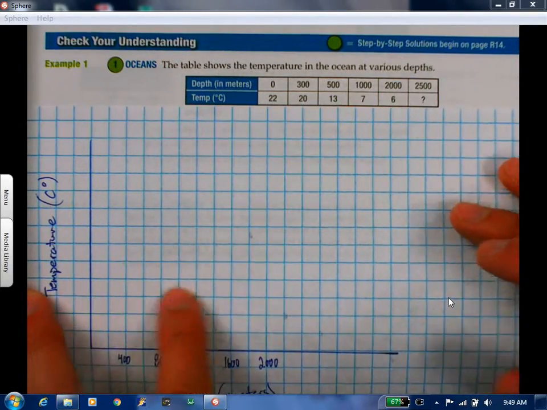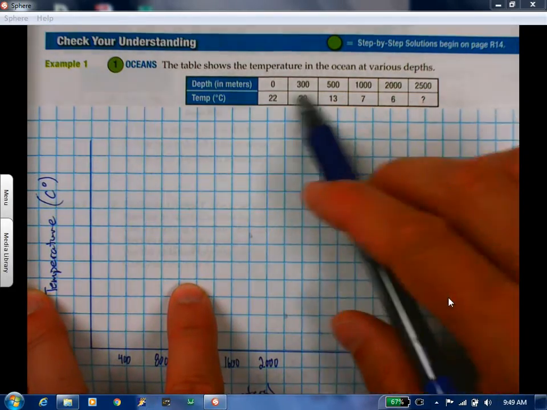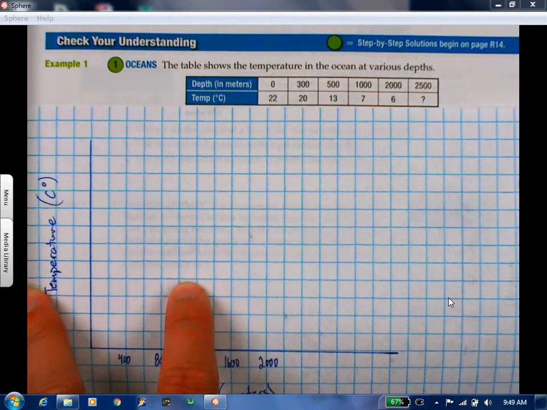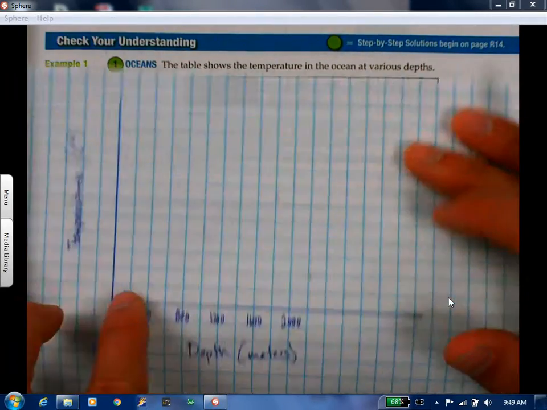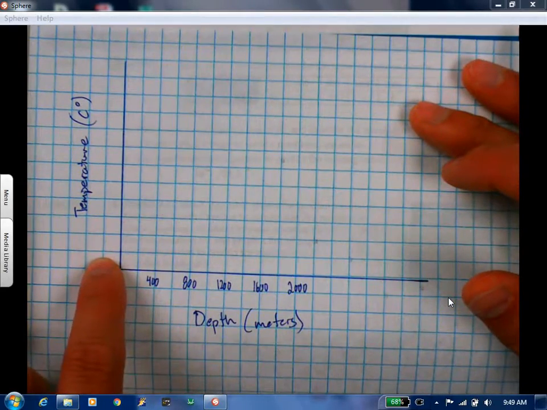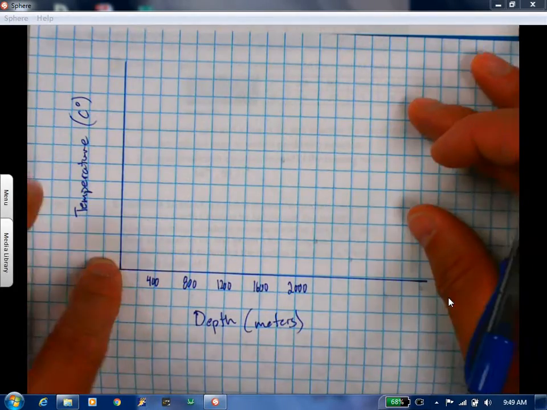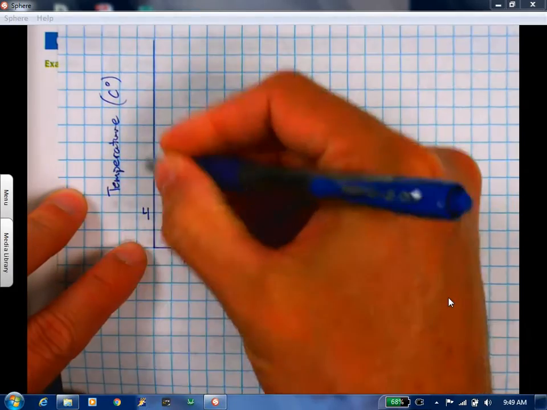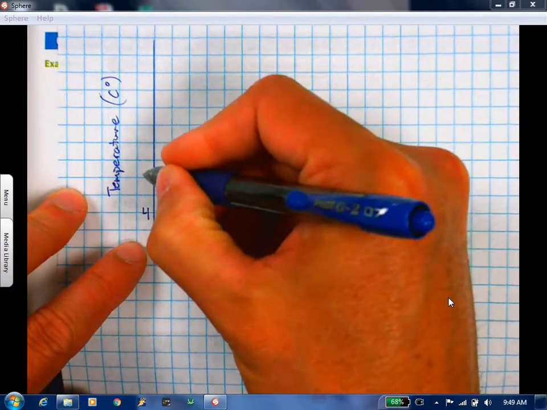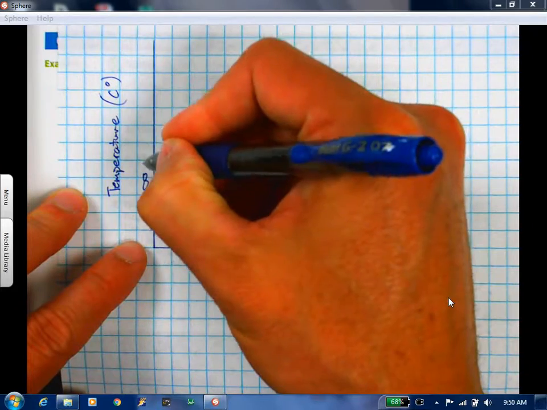Temperature, look at your range, so it goes from 6 to 22. Since 22 is listed first, do I put that on the bottom? Okay, you still count up. So we're going to count by 2's here. 4, 8, 10, 12.